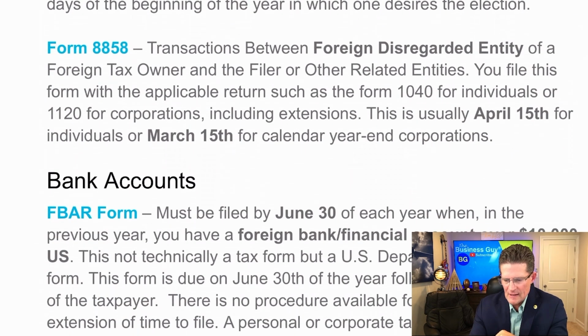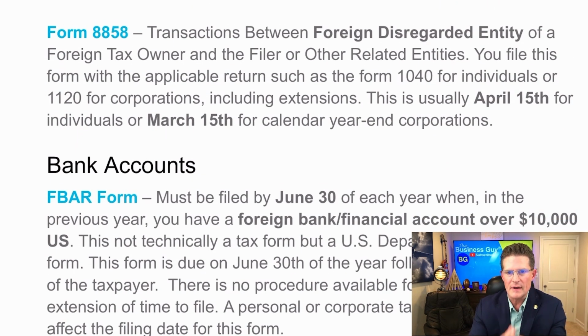Form 8858. This is transactions between foreign disregarded entities of a foreign tax owner and the filer or other related entities. Form 8858 is to report transactions between foreign disregarded entities, that's like an LLC where you've elected the disregarded entity tax status, of a foreign tax owner and the filer or other related entities. You file this form with the applicable return, such as the 1040 for individuals or 1120 for corporations, including extensions. This is usually April 15th for individuals or March 15th for calendar year-end corporations.